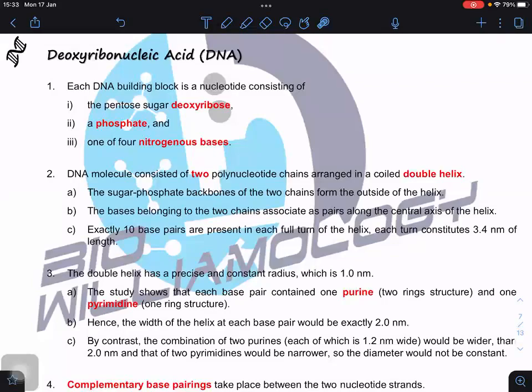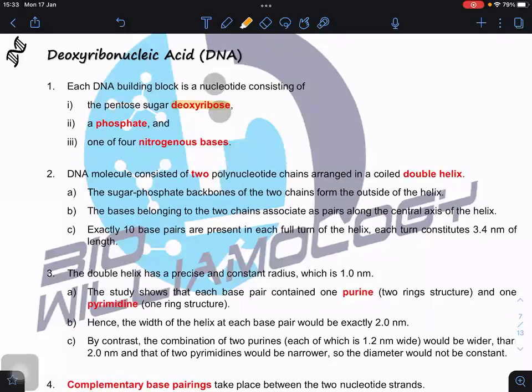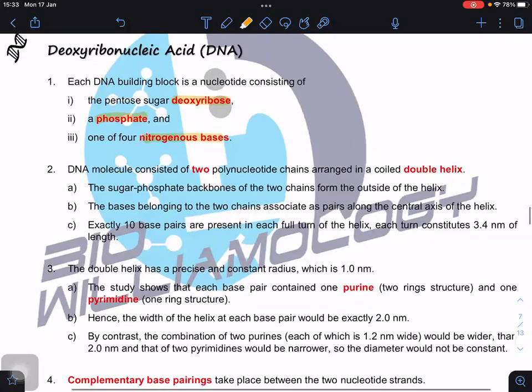So when we talk about DNA, again, DNA contains pentose sugar. But when we talk about a polynucleotide, you can give a general one, pentose sugar. But when it is called DNA, you cannot say pentose sugar anymore, because when we talk about DNA, the pentose sugar must be deoxyribose. So highlight here, okay? When asked about this, you have to give a specific one: deoxyribose, phosphate, and 1 out of 4 nitrogenous bases, or nitrogen-containing bases.